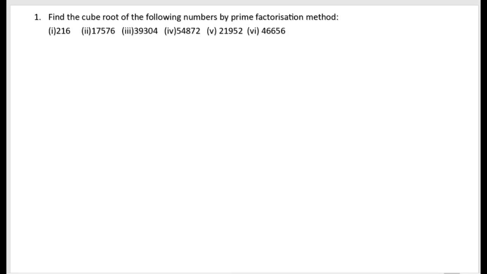Now let us take the fifth bit. In the fifth bit, they have given the number 21952. So let us take out the factors of this 21952. Since the last digit is 2, we can take the 2 table.